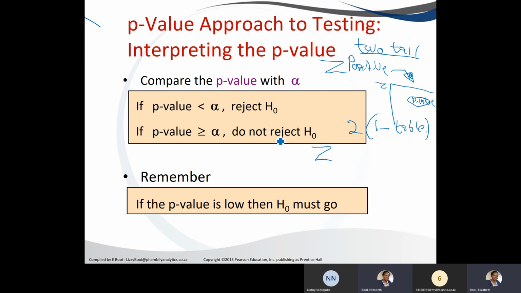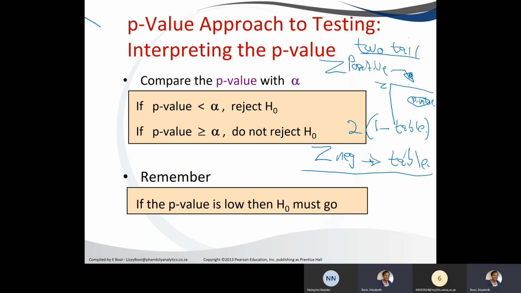When your Z value is negative, then it will be the probability you find on the table. This is the same thing as we did in chapter 6 and chapter 7, when we were looking at normal distribution or sampling distribution. The value you see on the table is the value you will use. This is for the two-tail.